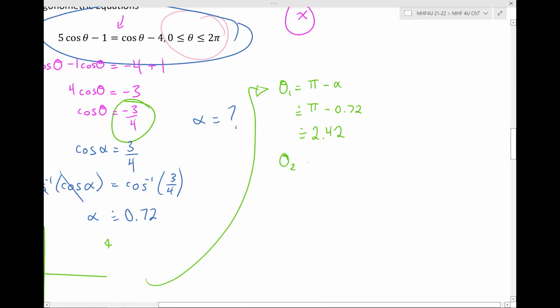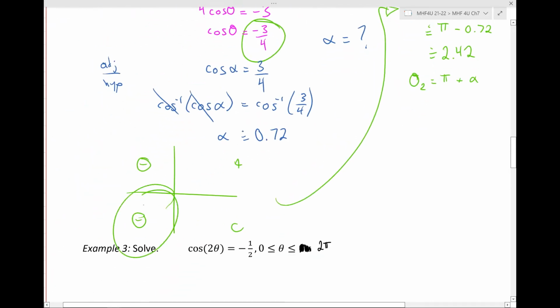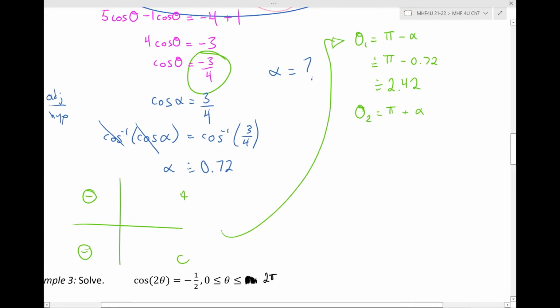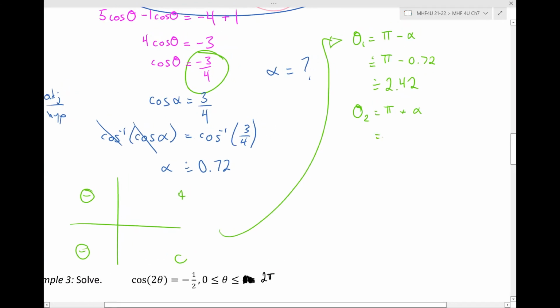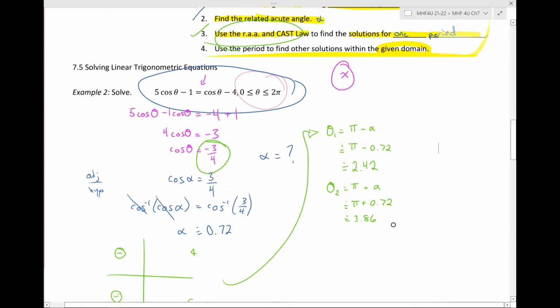Okay, well, theta 2 is equal to pi plus my related acute angle, because theta 2 is in quadrant 3, and in quadrant 3, that's how we find our theta. So if theta 2 is equal to pi plus related acute angle, that is pi plus 2.42. That's approximate now. And that is approximately pi plus 0.72. Sorry about that, folks. Meaning we're working with approximately 3.86.